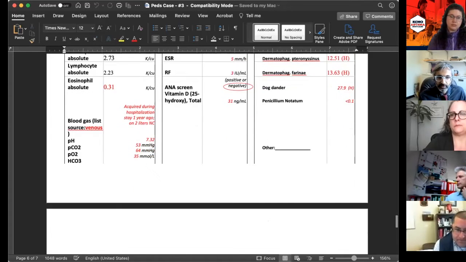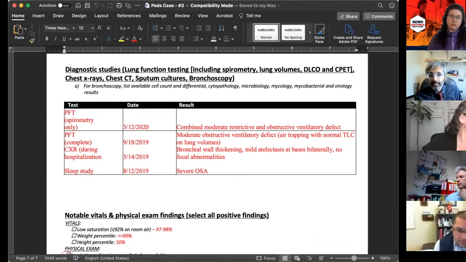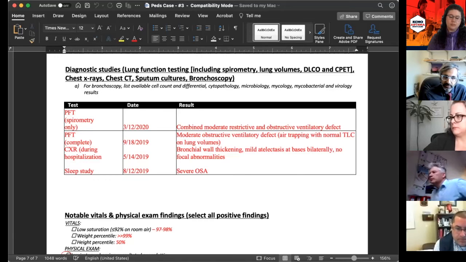We could scroll down. And then in terms of the diagnostic workup, her PFTs, now if you notice the timing of all of this, the last time it was done was right at the start of when the pandemic resulted in everything shutting down, but it did show combined moderate restrictive and obstructive ventilatory defect. We did get some testing while she was being hospitalized, and it confirmed pretty much what we already knew, that she has a lot of obstructive lung disease too. And that sleep study I already discussed in terms of showing severe OSA.